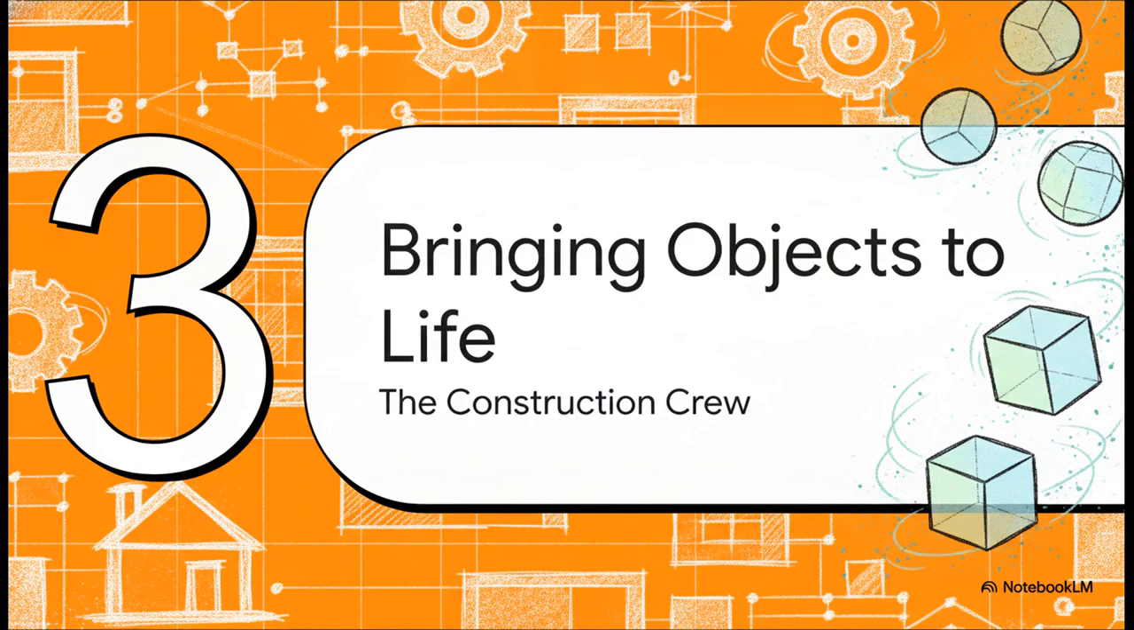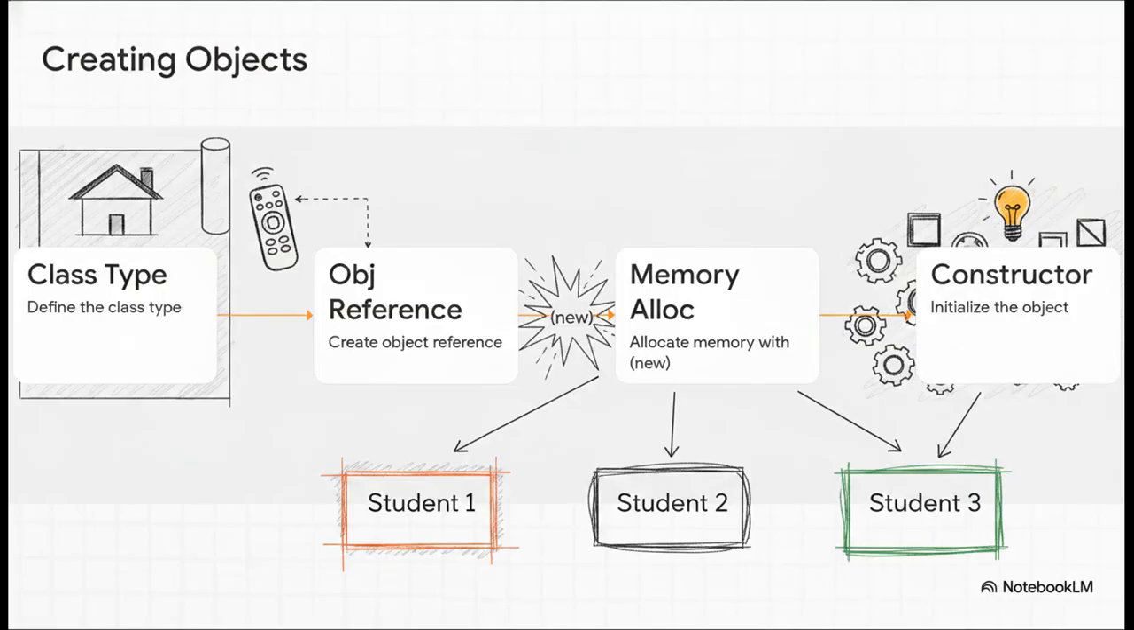Part 3, bringing objects to life, calling in the construction crew. It's honestly fascinating how we transition from a flat, conceptual blueprint into a living, breathing object taking up actual space in our computer's memory. Think of creating an object as issuing a work order. When you type Student s = new Student, you are actively hiring a construction crew. Step 1, you define the class type. We're building a student. Step 2, you create an object reference, s, which is basically the name tag or the remote control for our object.